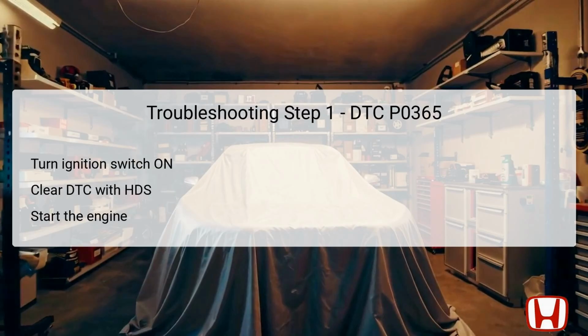To begin troubleshooting DTC P0365, the first step is to turn the ignition switch to the on position, denoted as on 2. This action allows for the vehicle's electrical systems to engage without starting the engine. Following this, it's crucial to clear the Diagnostic Trouble Code, DTC, using the Honda Diagnostic System, HDS, an advanced tool utilized for diagnosing Honda vehicle systems.